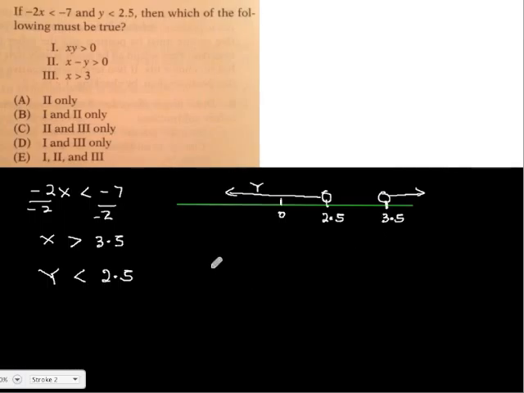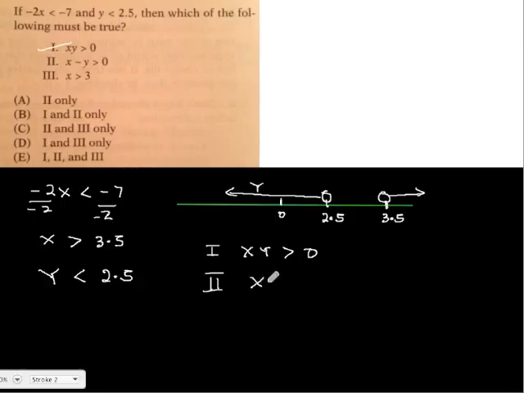Now let's look at the choices. The first choice says that x and y must be a positive number. You know that as soon as y gets to be negative, this is no longer true. So we want to eliminate the first one. That can't happen. Now let's check the second one.